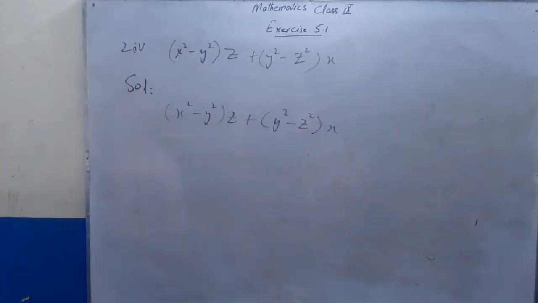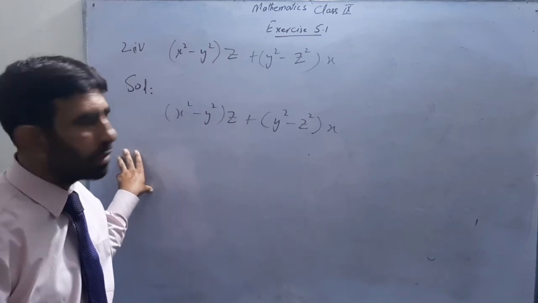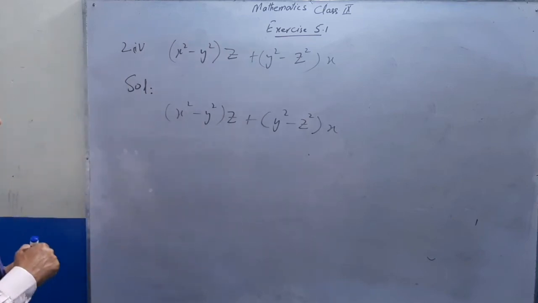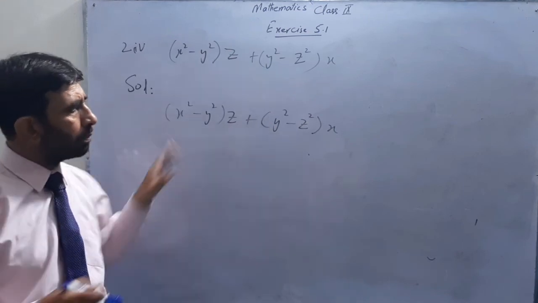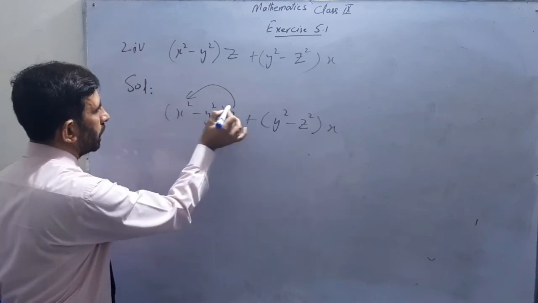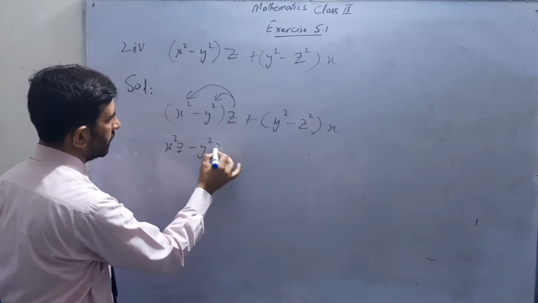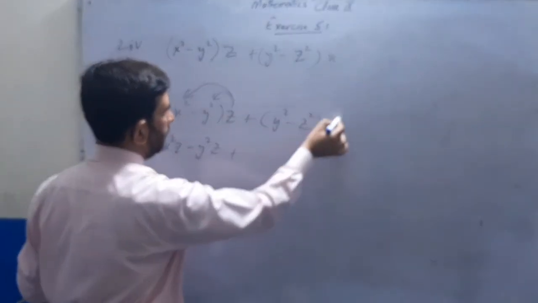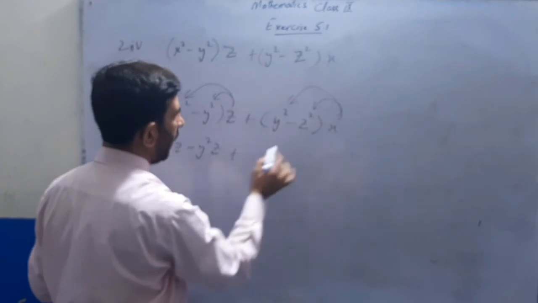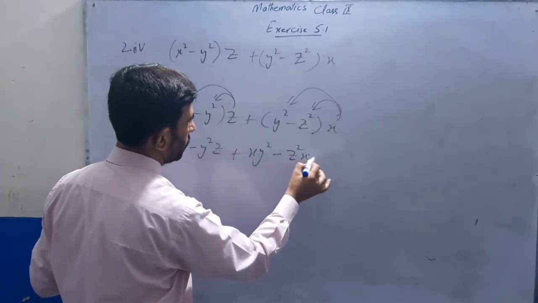Just two terms are over here in this part. Nothing is common over here in this part, so we have to break this down into simpler terms. Like no number can be taken as common, so just break down. Z is being multiplied with both the terms, so it becomes x square z minus y square z, and then we multiply x with both the terms. X with y square becomes xy square, and then you can write z square x.